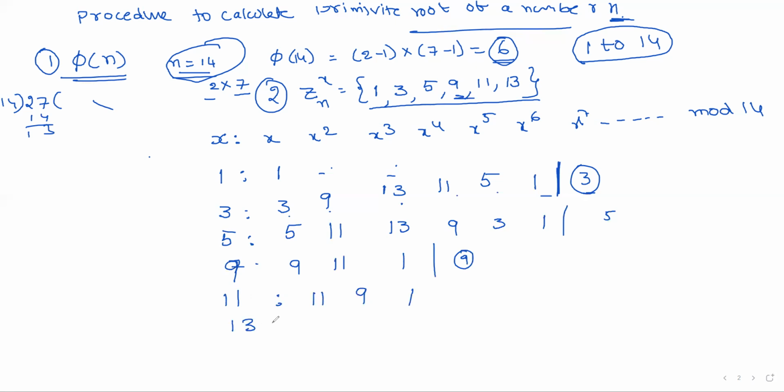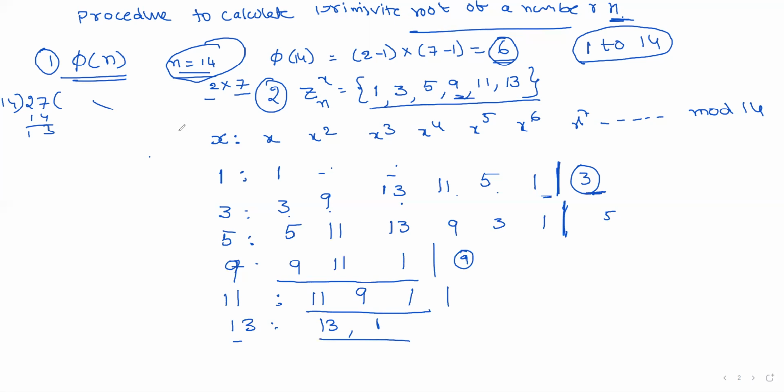Stop. 13, 13. You got the procedure? The procedure is very simple. Calculate each and every number's powers until repetition. For example, here when it is repeated, no need to calculate. Repetition after these three numbers, repetition after these three numbers, repetition after these numbers, up to repetition we have to calculate.